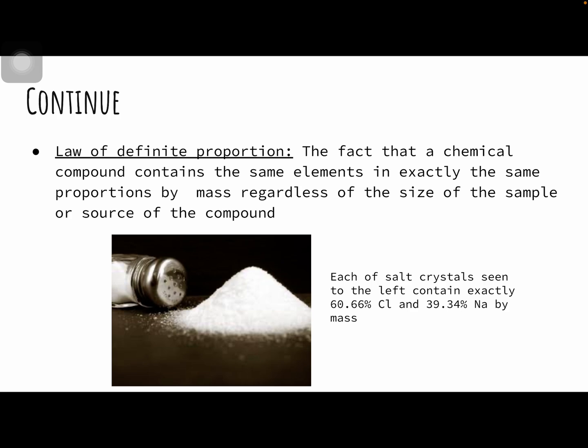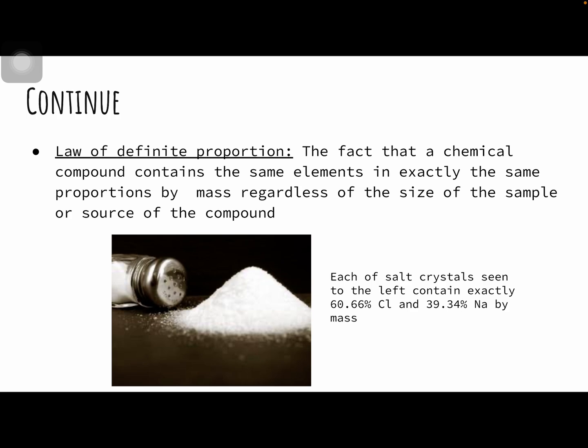So for example, each salt crystal seen to the left contains exactly 60.66% chlorine and 39.34% sodium by mass. So it doesn't matter if I have 5 grams or 500 grams, each one of those salt crystals will be 39.34% sodium, 60.66% chlorine every single time. It also doesn't matter where I get that salt crystal from. I can get it from a mine in one place and a mine in another one, or make it in the lab. It is going to be the exact same every single time.